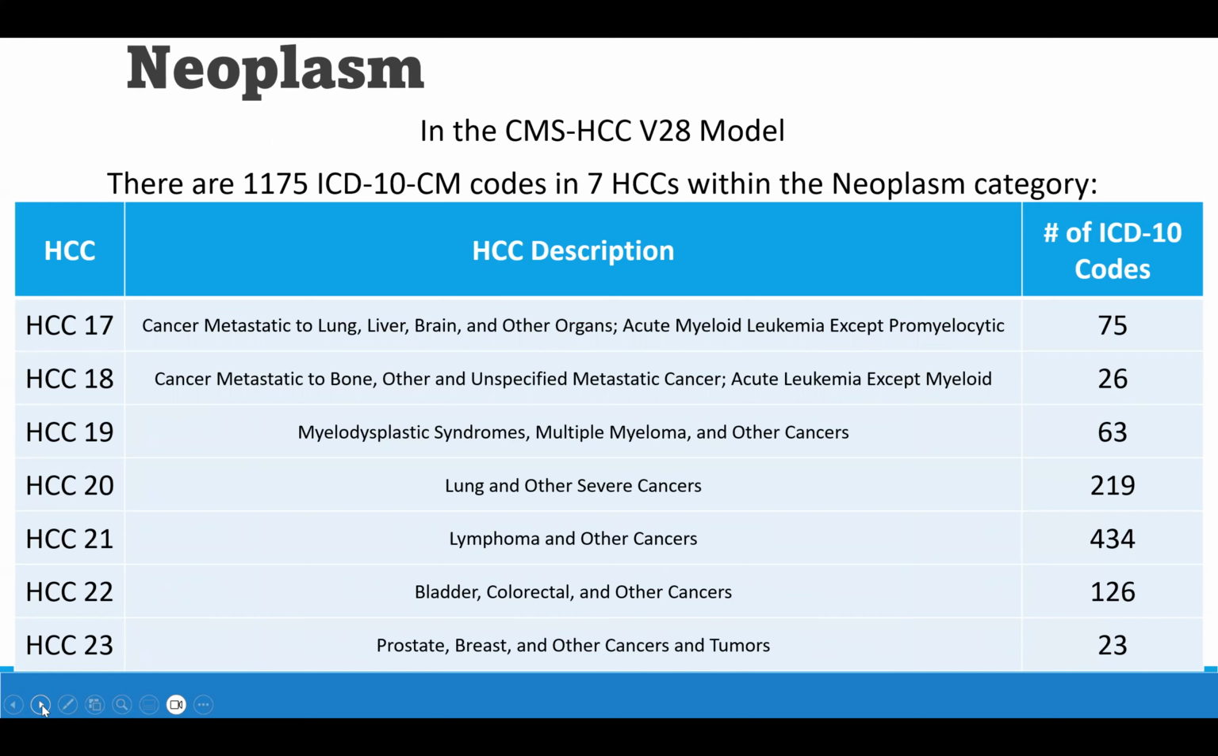But check with your desk reference in the system. In the system, you can download it as the full desk reference, but we've also put each HCC category hierarchy. So Neoplasm, there's 7 HCCs in it, but we put the Neoplasm in there so you can reference a disease group by disease group. We try to make it as universally user-friendly as possible. So 1,175 codes now in 7 HCCs.